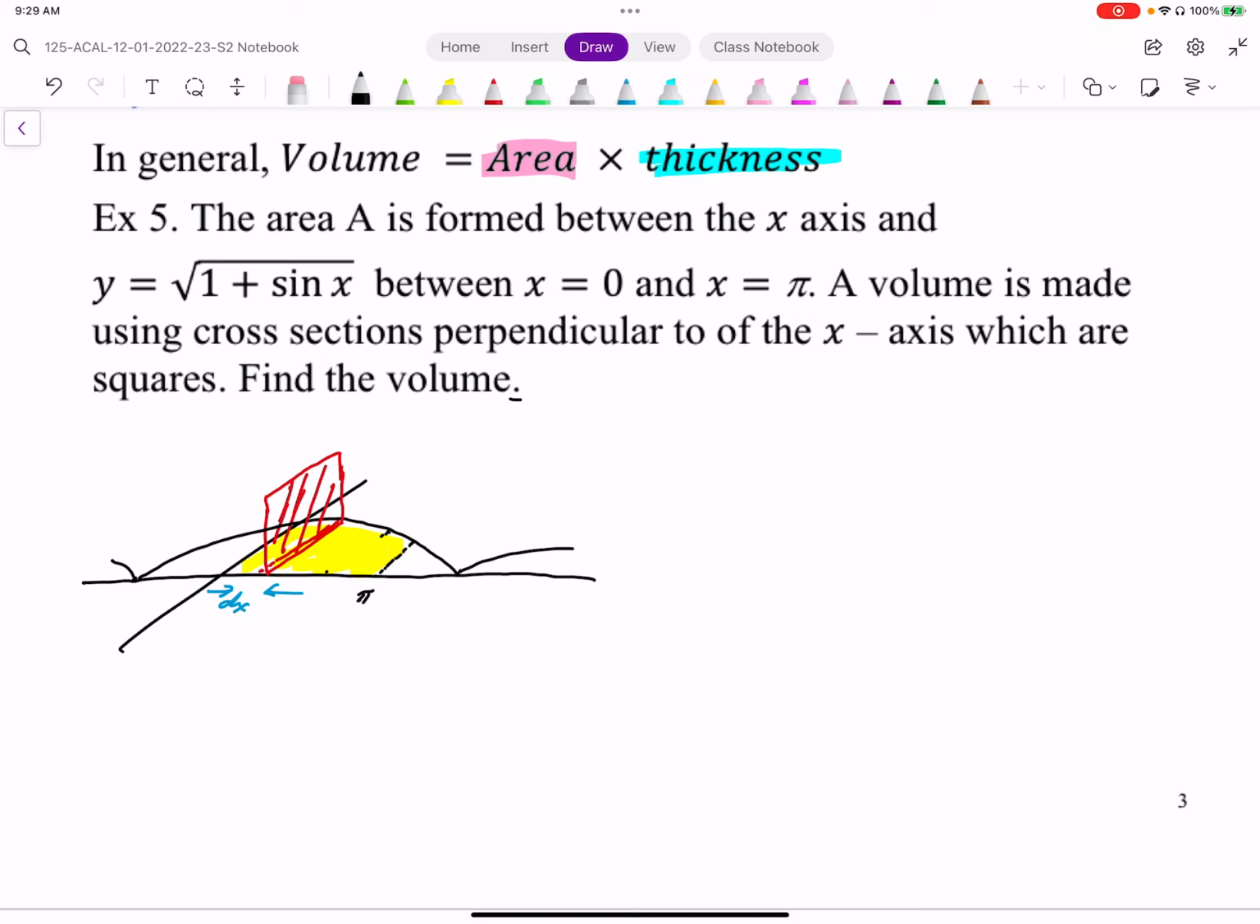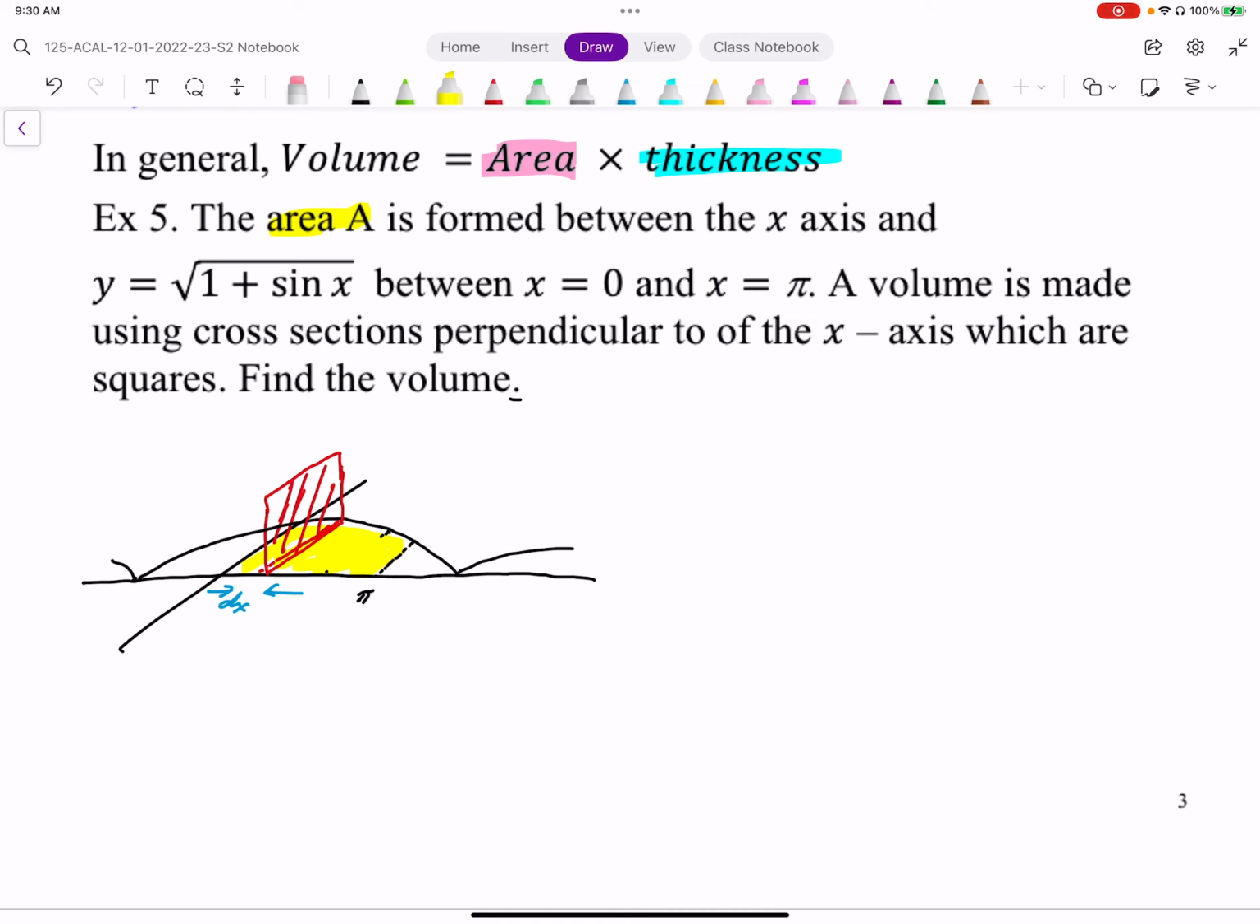So in this case here, the area A is formed by the x-axis and the function. So this area A is what I've highlighted in yellow. And the function is y equals square root of 1 plus sine x. This function kind of looks like this. And we're going to find the volume where the area is between 0 and pi. And we're going to make the volume by taking cross sections that are perpendicular to the x-axis.